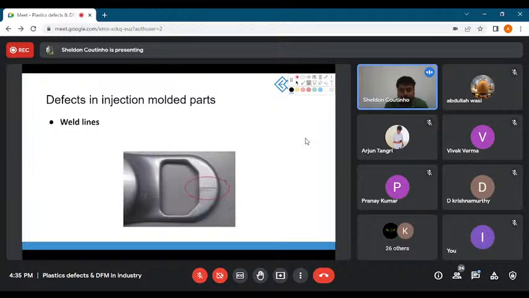And we have weld lines. So can someone tell me what weld lines are? Look at the figure, because it's very similar to the flow line concept. Can someone tell me why this occurs?